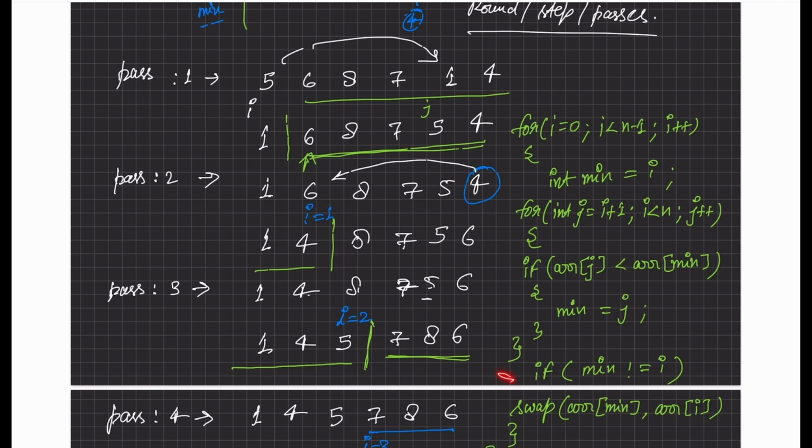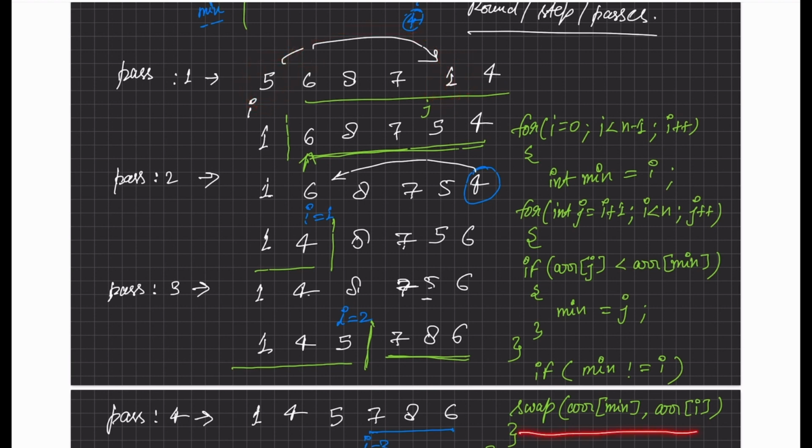So in this condition, we can see that the minimum value is not equal to I. The minimum value has been changed to J. So this minimum value is basically J, and J, which is this, is not equal to I. So we will simply swap this element.